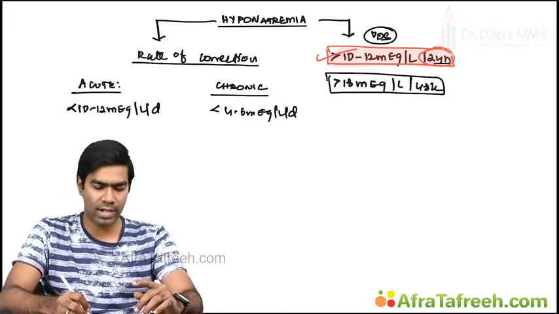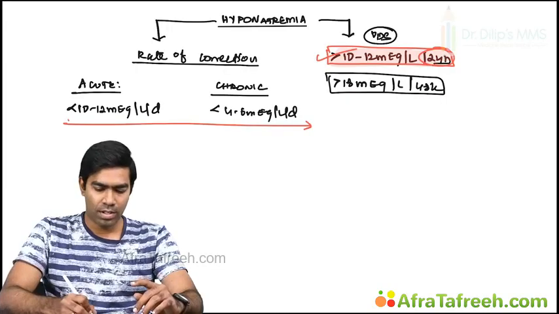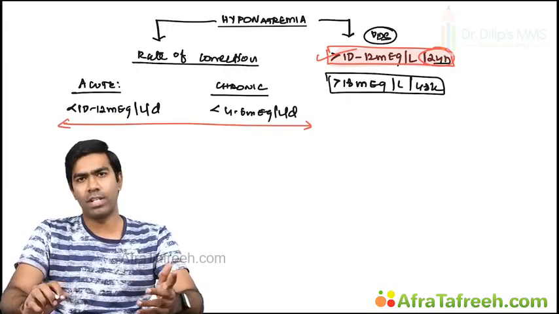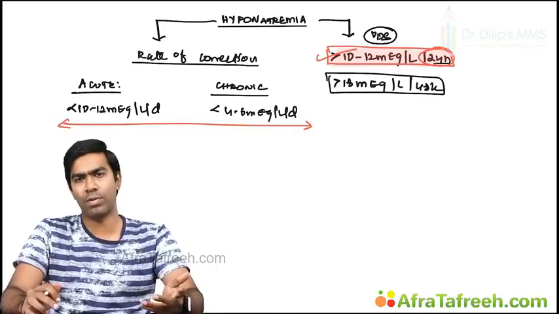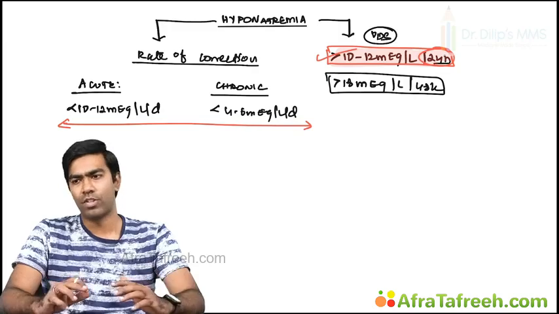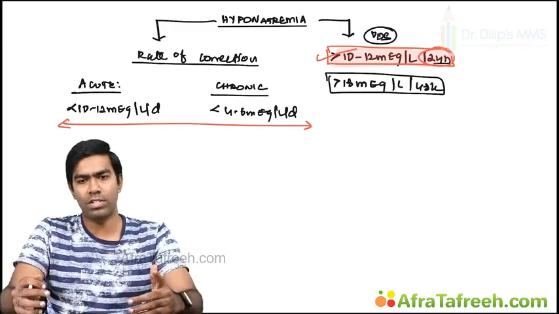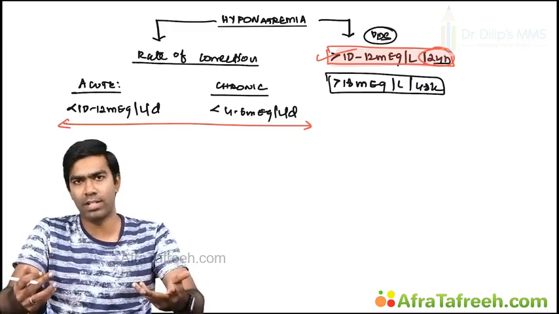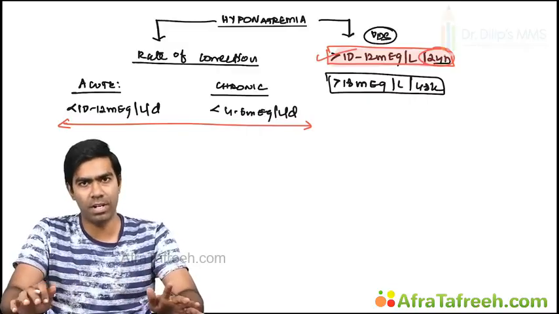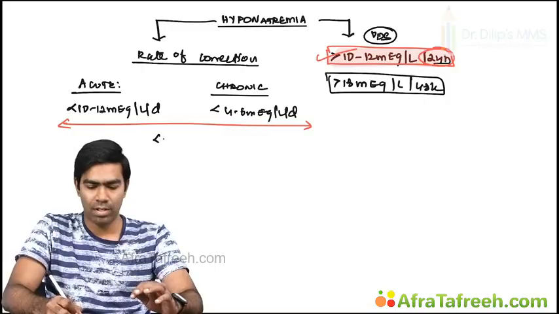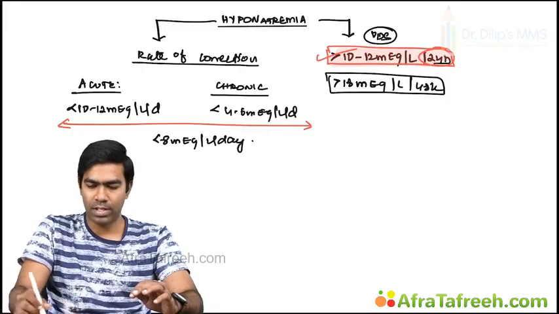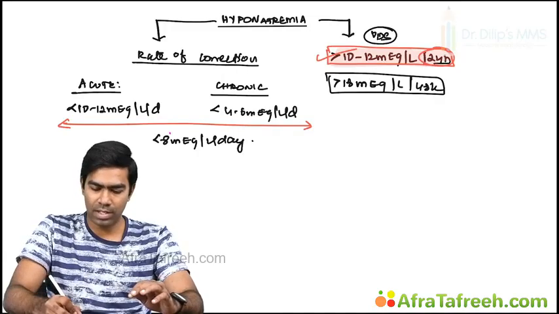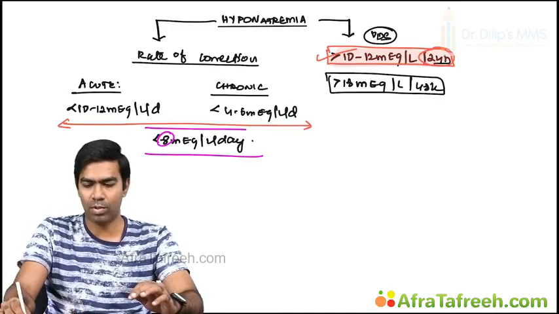But there was an article in NEJM which came out last year, because many clinicians will not be able to find out whether it's really acute hyponatremia or chronic hyponatremia at the time. So they need an overall cutoff which will be beneficial for everyone to understand easily. Clearly it's been mentioned as the gold standard number, that is less than 8 milliequivalents per liter per day, which means the current number is 8 milliequivalents, and you can correct up to 8 milliequivalents.